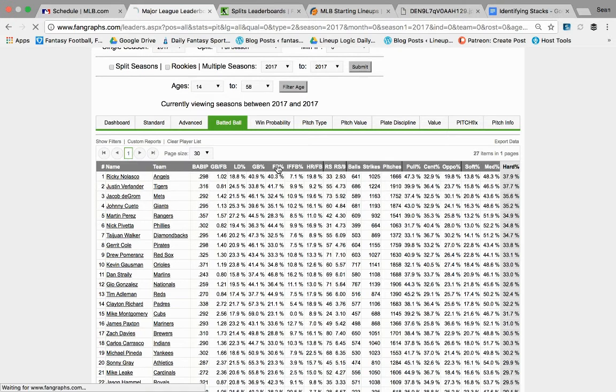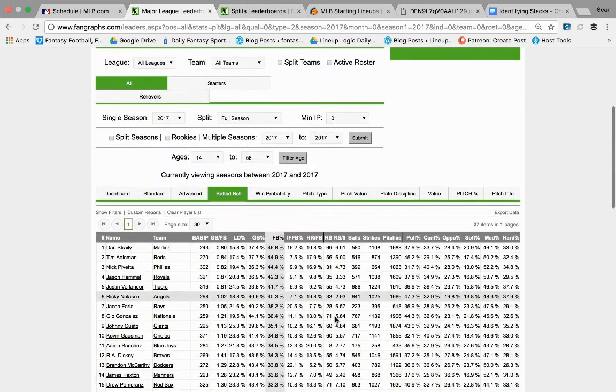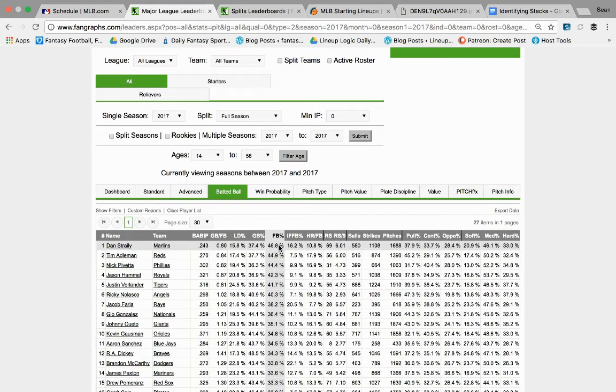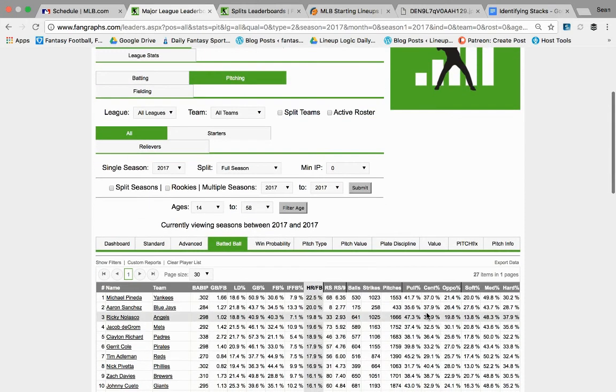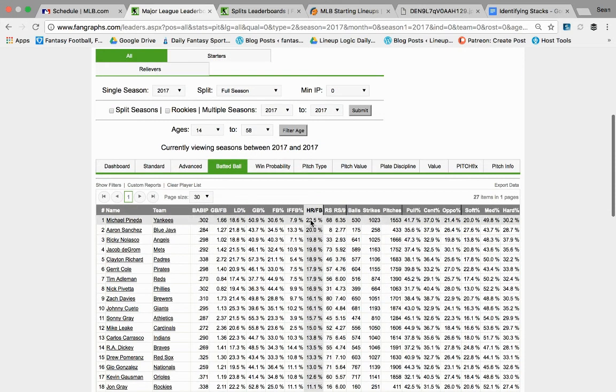I'm going to look at fly balls too, because fly balls really matter in fantasy baseball. Dan Straily, fly ball pitcher. Tim Adelman, there he is again. So that's a good situation. And Nick Pivetta. Those are two names that keep popping up on this list. So Tim Adelman and Nick Pivetta seem to be popping up continuously on these lists. One of the other ones that I'm going to sort by is home run to fly ball ratio. How many of those fly balls actually turn into home runs? Okay, Michael Pineda isn't giving up a lot of hard contact, but when he does, it's turning into home runs.